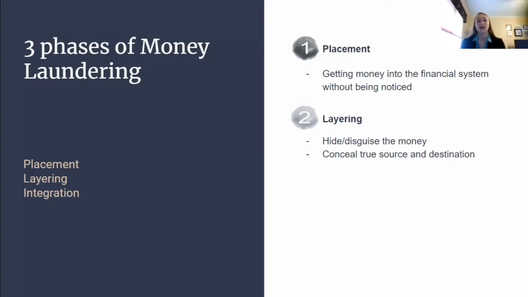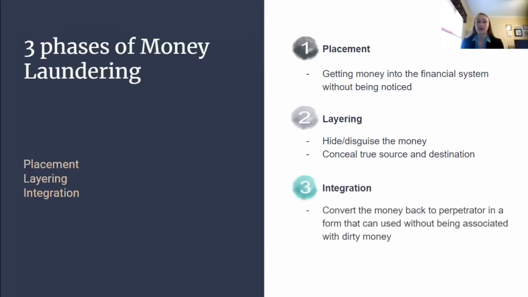This is done by creating a long and complicated process which moves the money to multiple places, including other businesses as well as other countries. The goal of layering is to conceal the true source and destination of the money. The final phase is integration, which converts the placed and layered money back to the initial perpetrator. It is important that this money is in a form that is not associated with the illegal actions. If the perpetrator fails to disassociate this money from illegal actions, this is known as dirty money, and the perpetrator could potentially face prosecution.